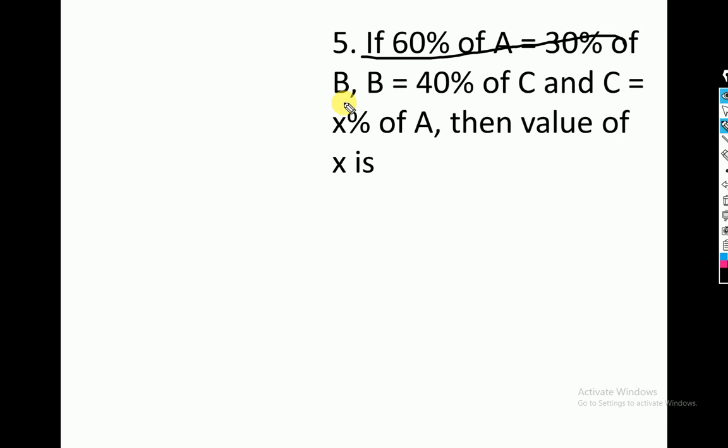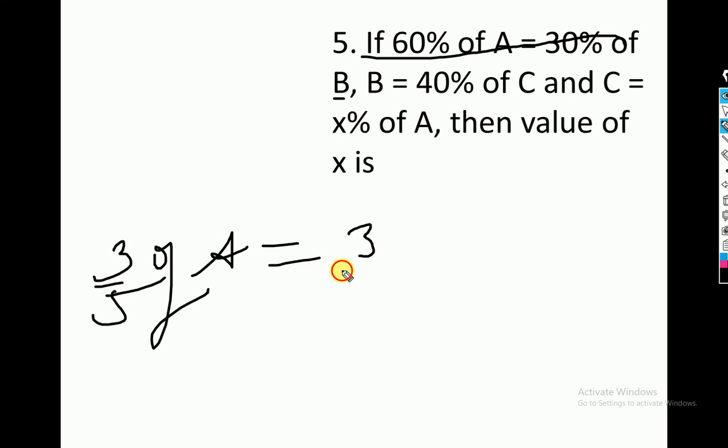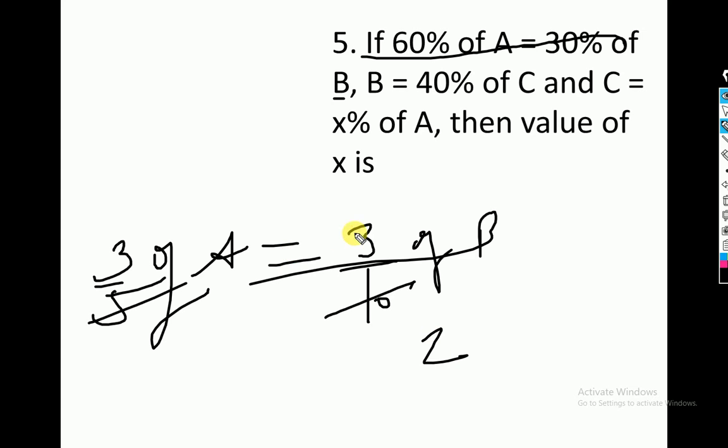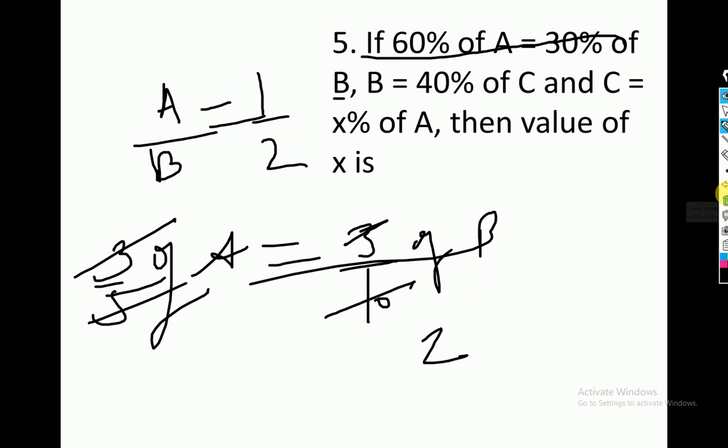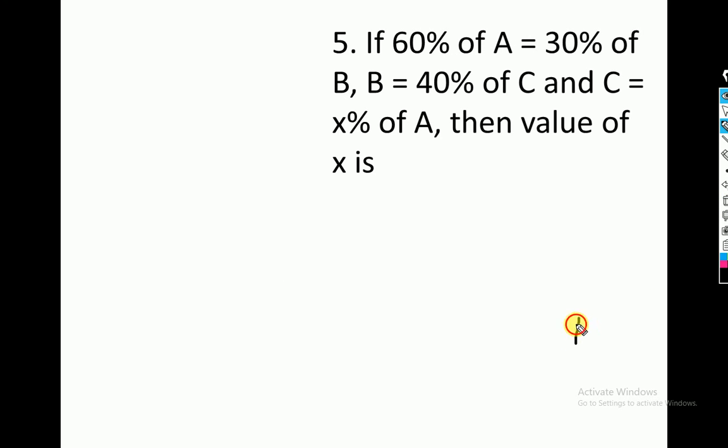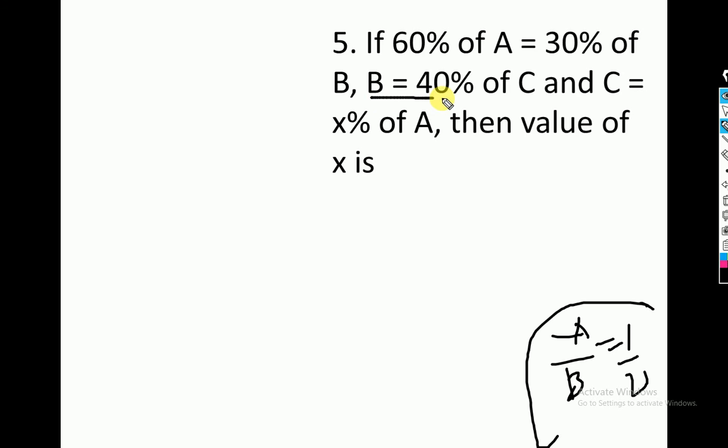Part 1 says 60% of A equals 30% of B. 60% of A, 3/5 of A, equals 3/10 of B. You cancel out 5 and 10, you get 2. You cancel out 3, you get 1. So A by B comes out to be 1 by 2. Done. First part is done. A by B equals 1 by 2. This one is done.